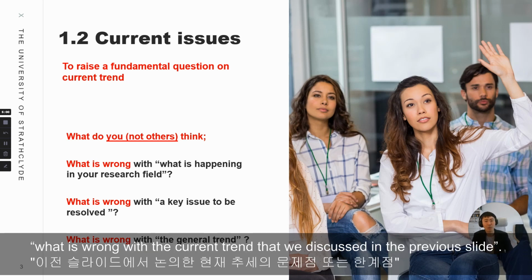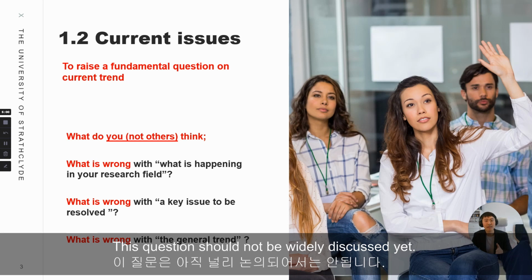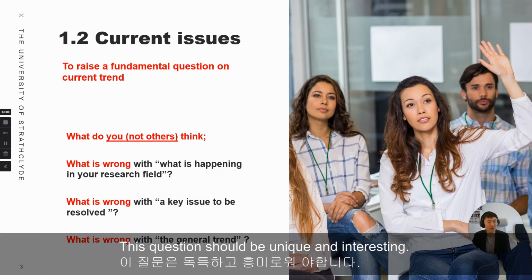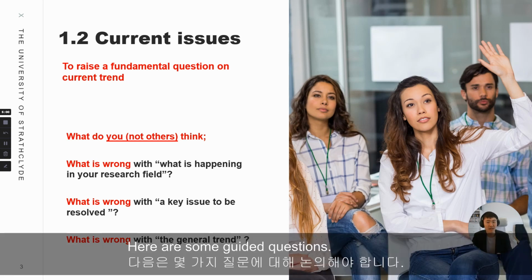These issues can be interpreted in this way. What is wrong with the current trend that we discussed in the previous slide? In other words, in this section, we have to raise a question on current issues and trends. This question should not be widely discussed yet. This question should be unique and interesting. The more unique your question is, the higher novelty your research will have.